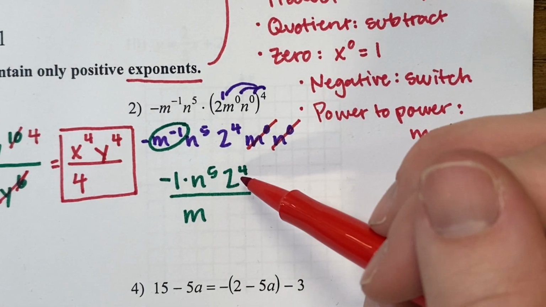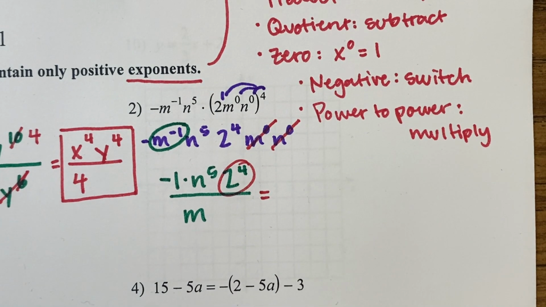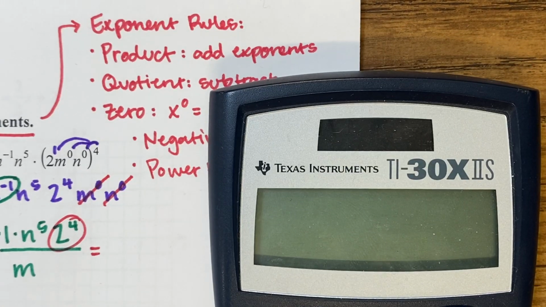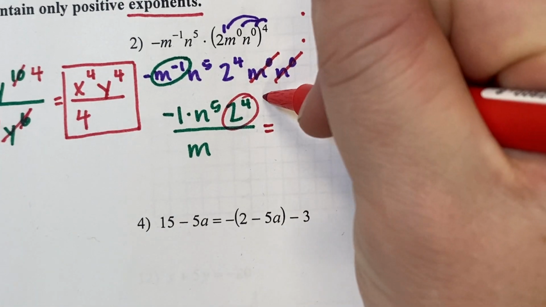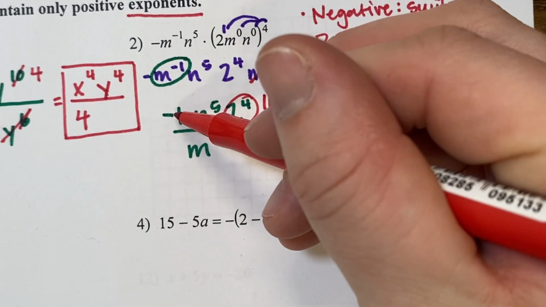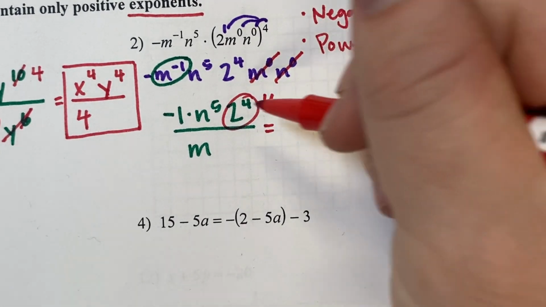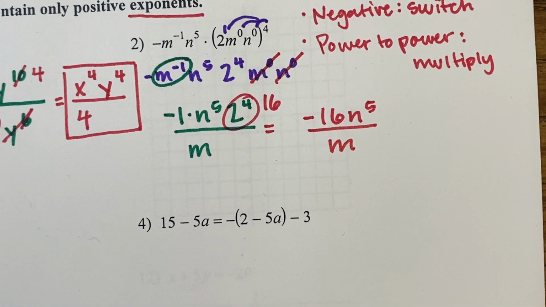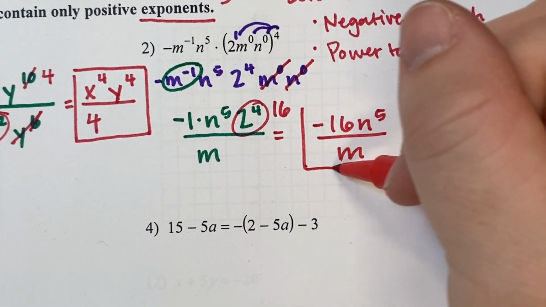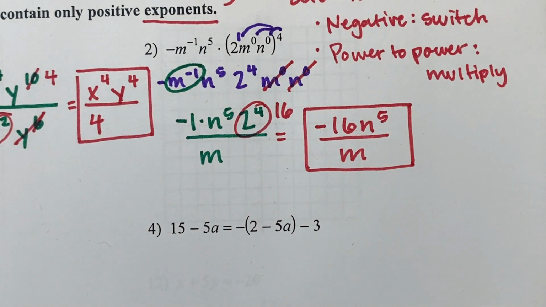Okay, then the only simplifying I can do here is 2 to the 4th. I can just take that to a number. So we can use our calculator and find out what 2 to the 4th is. 2 to the 4th is 16. Okay, so that turns into 16. 16 I can then multiply with the -1. So this becomes -16. And I have my n to the 5th on top over m on bottom. And there's no more simplifying that I can do. So that is our simplified expression.